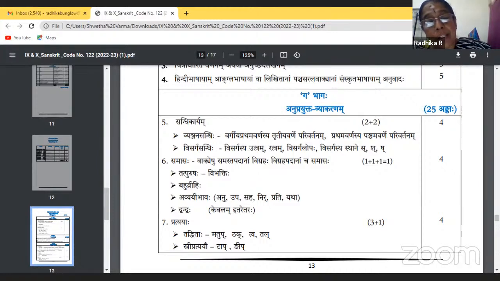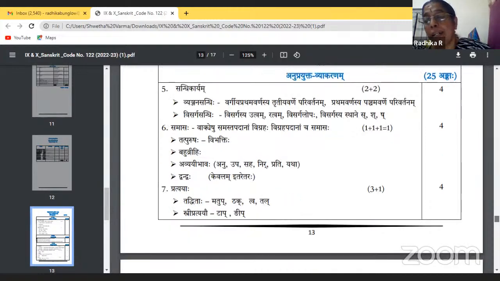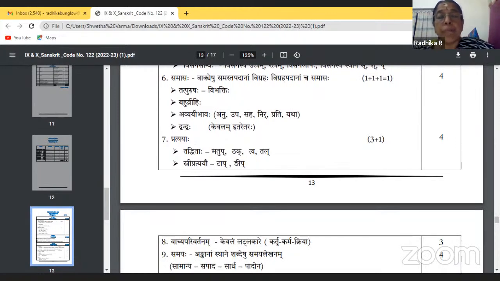The next grammar is Pratyaya. In the 22-23 syllabus, they added some more Pratyayas than the 21-22 syllabus. Taddhita Pratyaya, Matup, Tva, Tal, then the Stri Pratyaya, Tap, Nip. There are options for questions. 4 options are there, 1 mark each. Option questions are there. Then they have to write 4 questions. So 4 marks will be got.